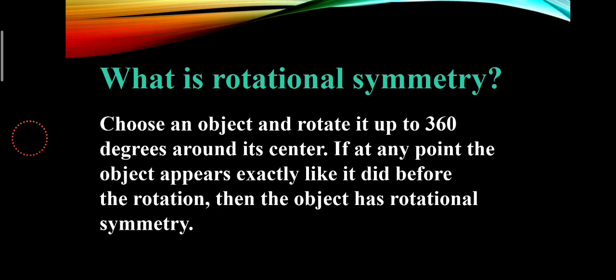What is rotational symmetry? Choose an object and rotate it up to 360 degrees around its center. If at any point the object appears exactly like it did before the rotation, then the object has rotational symmetry.